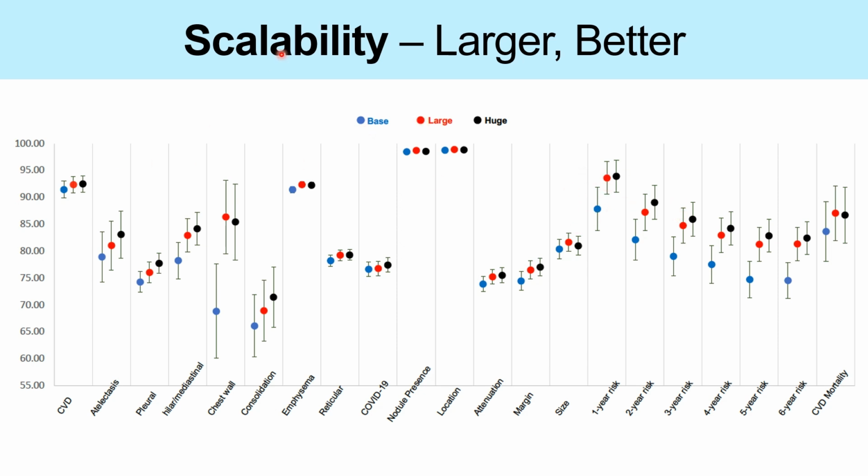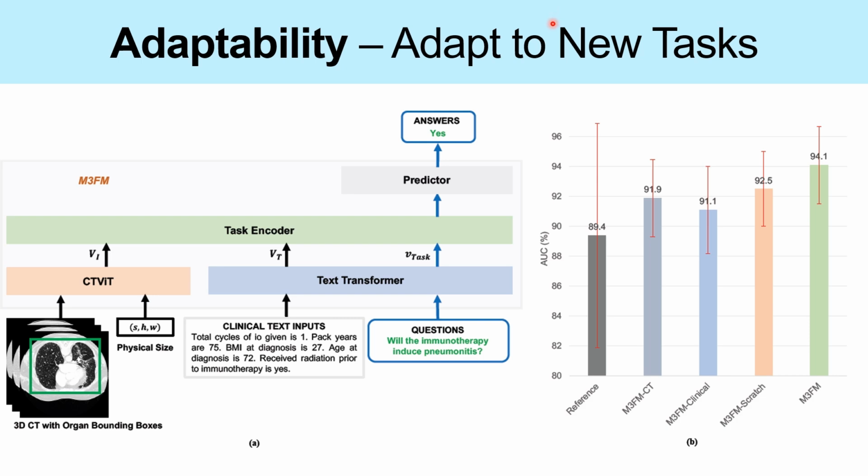Our model also shows good adaptability. When we give the model a new task, for example, some side effect with immunotherapy, the model can be easily adapted to perform the task very well. Just use a very small number of data points, then the model learns to adapt to this new task.